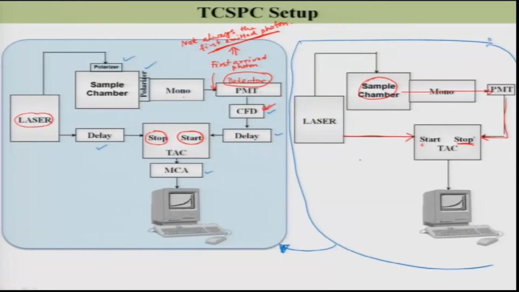This one is actually starting the TAC, but there could be a problem that this signal will come earlier than that signal. That is why I have an electronic delay here, so that this signal comes first and that signal comes later. Then the histogram will look just like a mirror image of what I showed. In this case the histogram is like this, and in the other case the histogram will look like this.